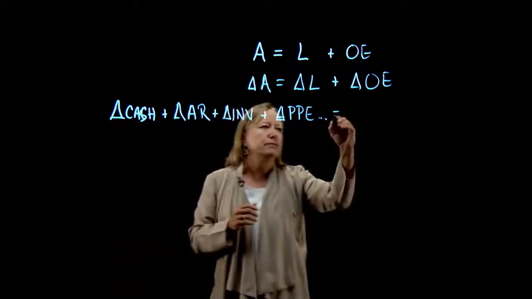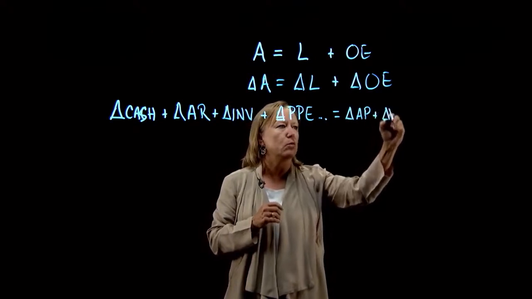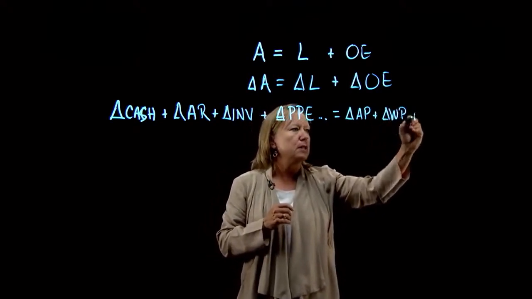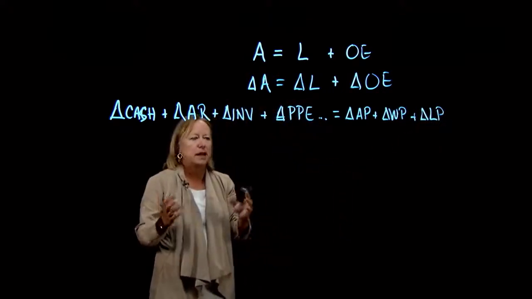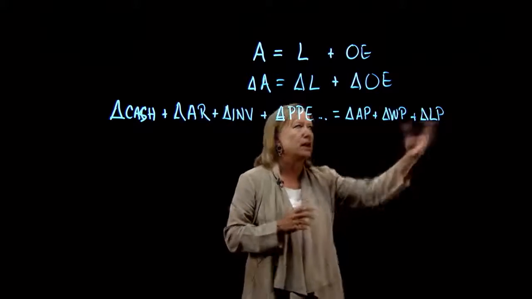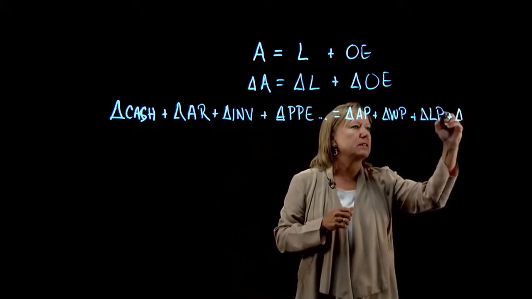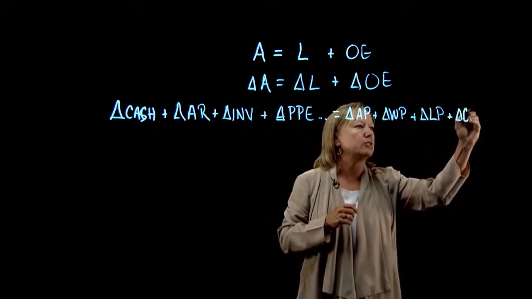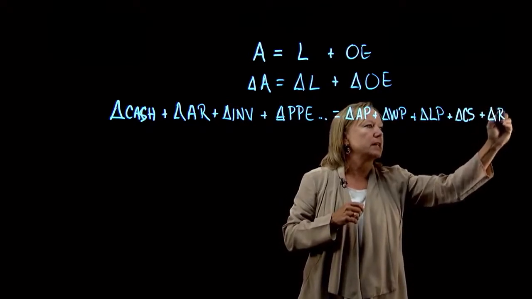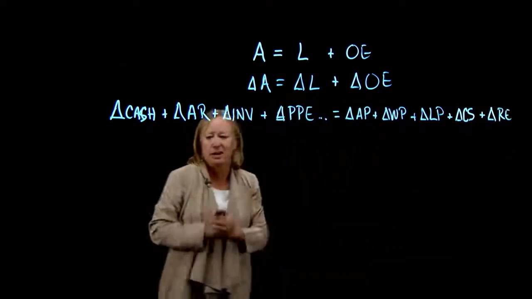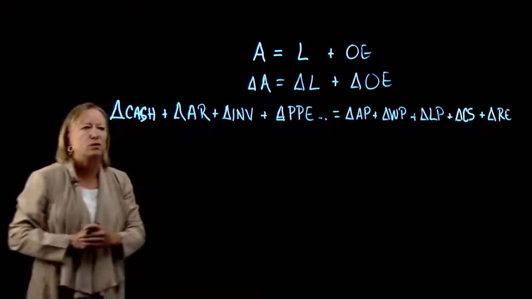Would be equal to the change in accounts payable plus the change in wages payable plus the change in loans payable. And I could add some more liability accounts. I won't do that. We'll stop there. I'm running out of board space, as you can see. And the owner's equity accounts, change in capital stock, and change in retained earnings. Okay, so all I've done there is add some detail to what assets we might be talking about, what liabilities, and what owner's equity accounts.